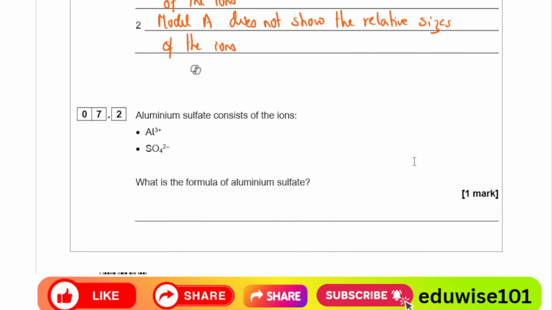Aluminium sulfate consists of the ions Al3+ and SO4 2-. What is the formula of aluminium sulfate? Now, in order to work out the formula, the charges should balance. So for 2-, I will need 2 aluminium ions to make it +6 charge on this side, and I will need 3 of the SO4 2- ions to give -6. So it's Al2(SO4)3.